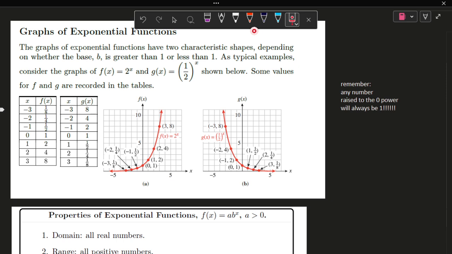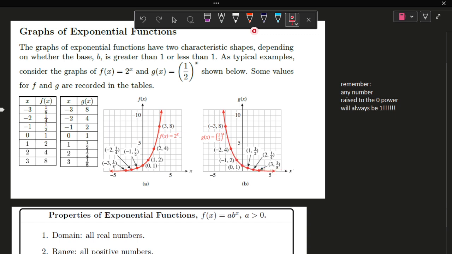So right here is f of x equals 2 raised to the x. See how it grows and it keeps going up. And g of x equals 1/2 raised to the x. It has its larger numbers here on the left side, and it increasingly goes towards 0.